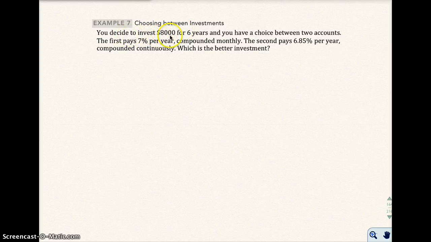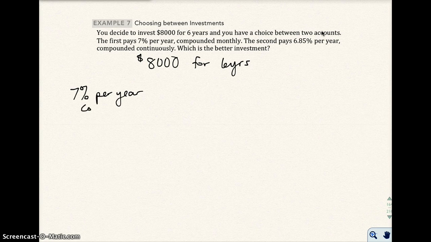I decide to invest $8,000 for 6 years, and a choice between two accounts. So I have $8,000 for 6 years, and I have two choices. I have one that pays 7% per year, compounded monthly. And then the other choice is a lower interest rate at 6.85%, compounded continuously.